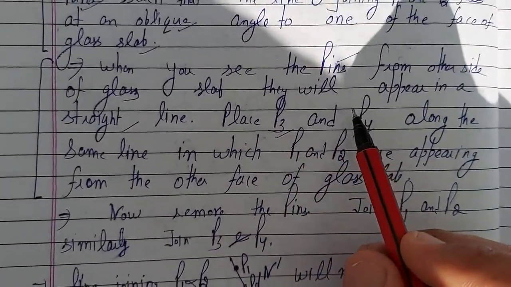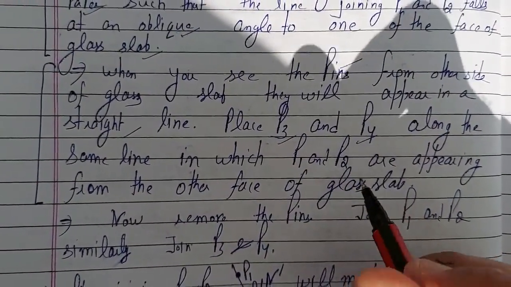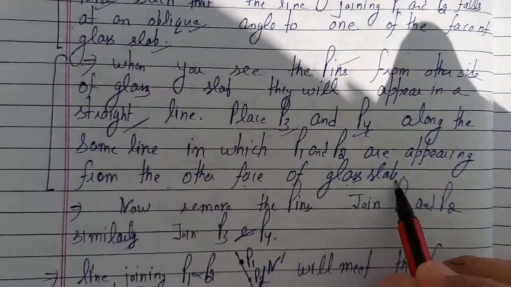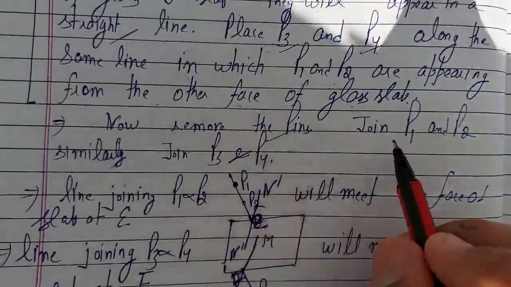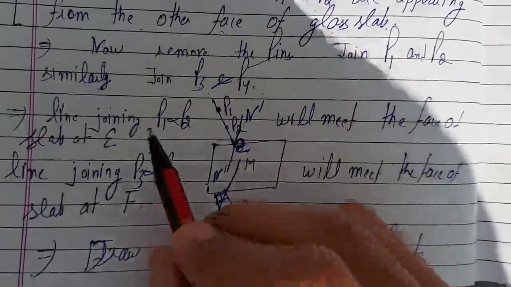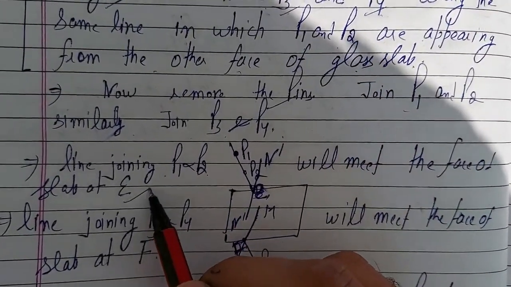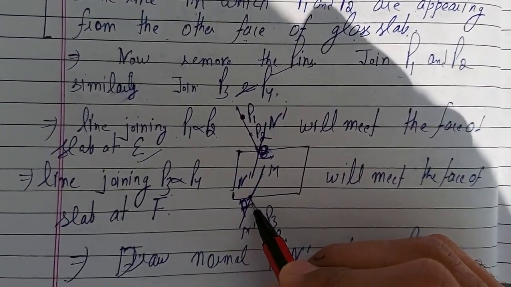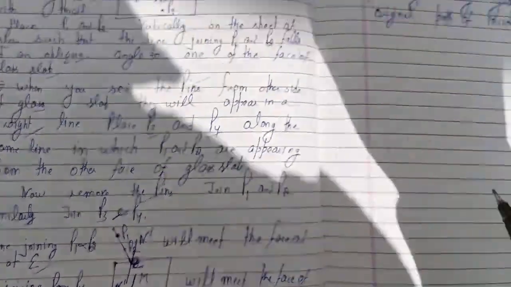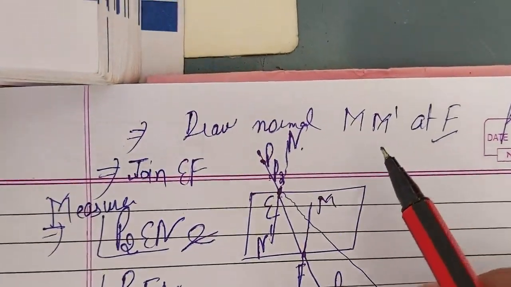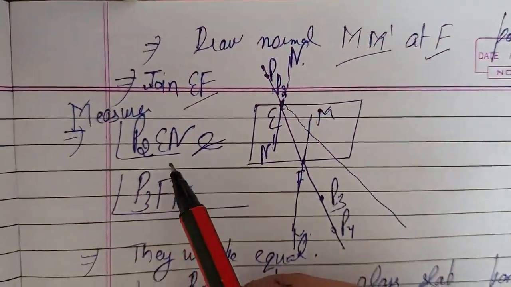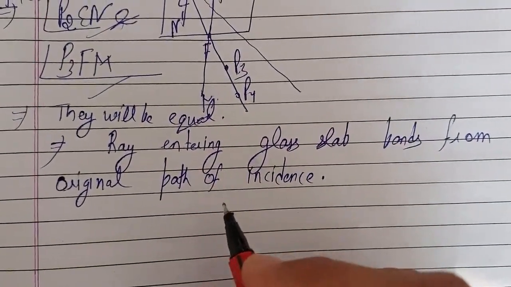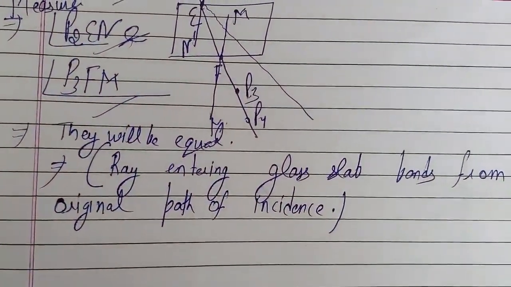When you see the pins from the other side of the glass slab, they will appear in a straight line, and place P3 and P4 along the same line in which P1 and P2 are appearing from the other face of the glass slab. So now remove the pins, join P1 P2, similarly join P3 P4. The line formed by joining P1 P2 meets the face of the slab at E, and the line formed by joining P3 P4 meets at F. So draw a normal NN dash at E, and a normal MM dash at F. Then measure both angles, the angle of incidence and the angle of emergence; they will be equal. So in the end we will say that the ray that entered the glass slab will bend from the original path of incidence. Thank you.